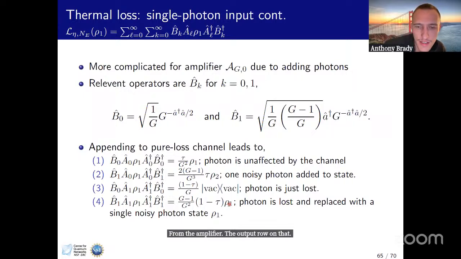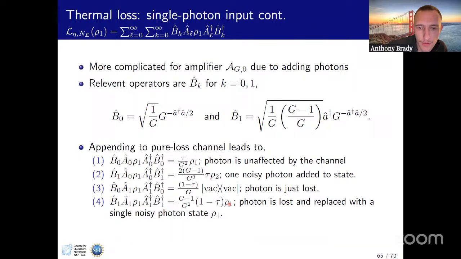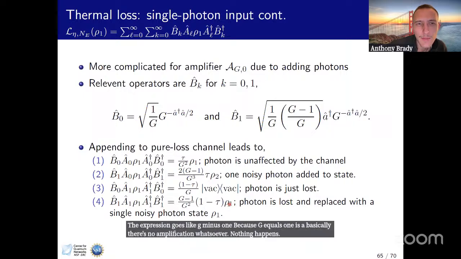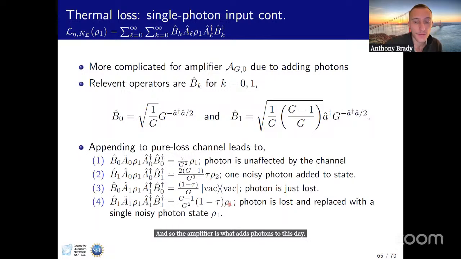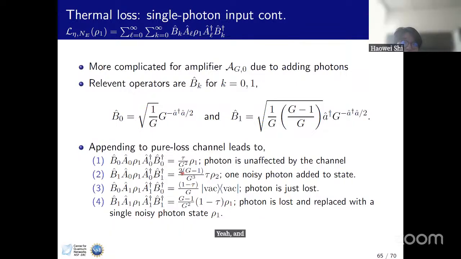Some small bit of explanation is that anytime there's a photon added to the state, the expression goes like G minus one, because G equals one is basically no amplification whatsoever, nothing happens. The amplifier is what adds photons to the state from the environment. And anything that goes like G minus one, that's where that comes from. At the end of the day, this G minus one will be basically proportional to the number of environmental thermal photons, this N_E number that we introduced before.